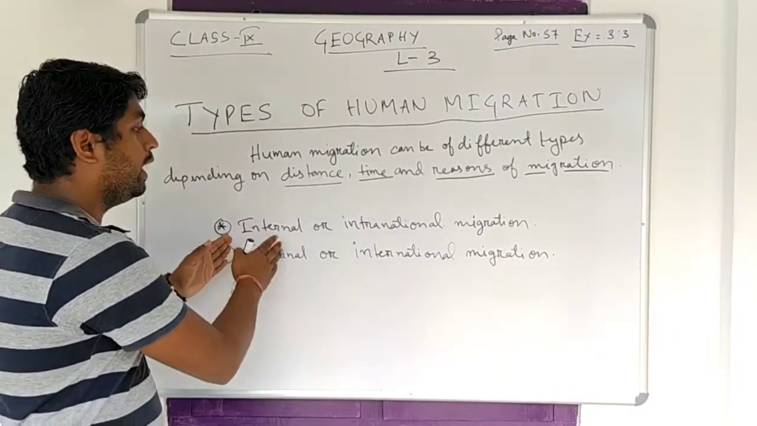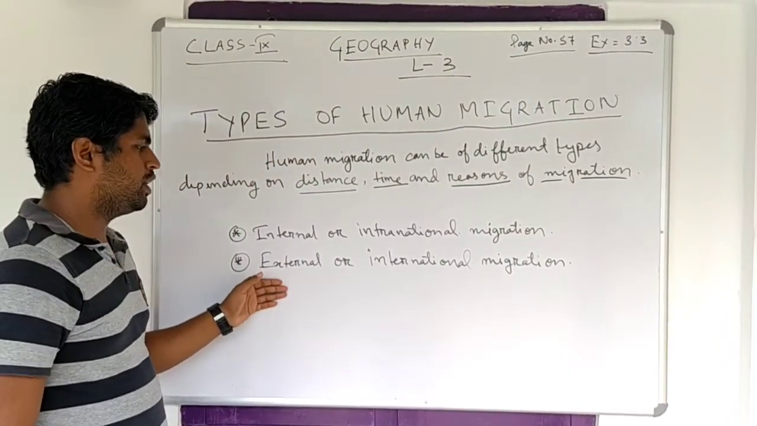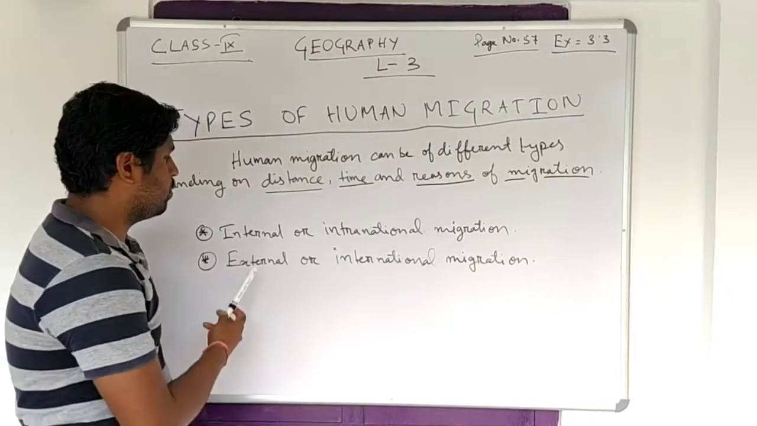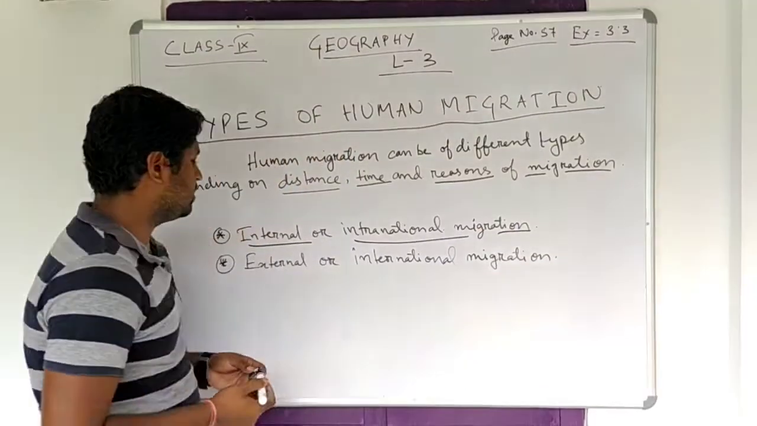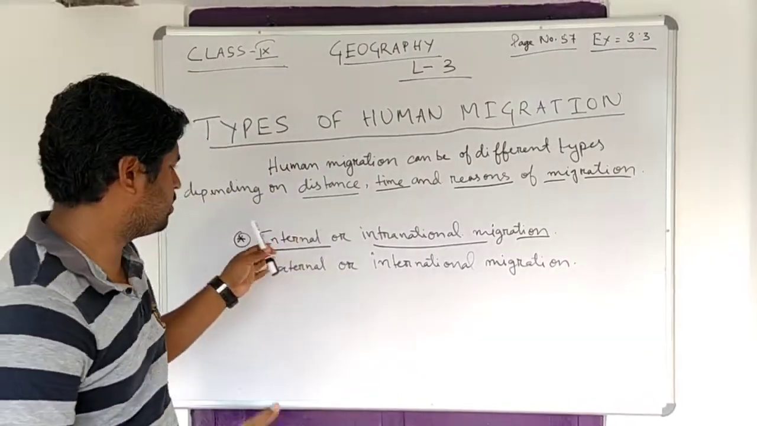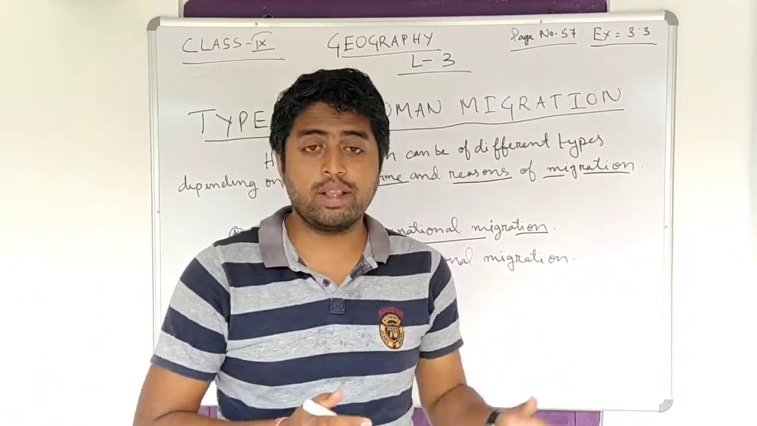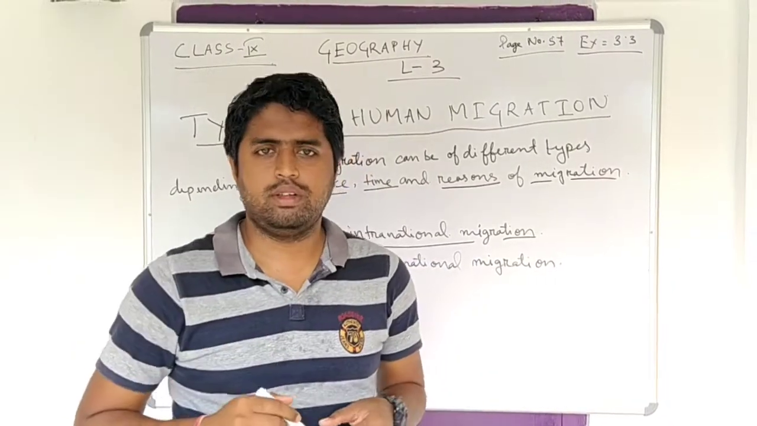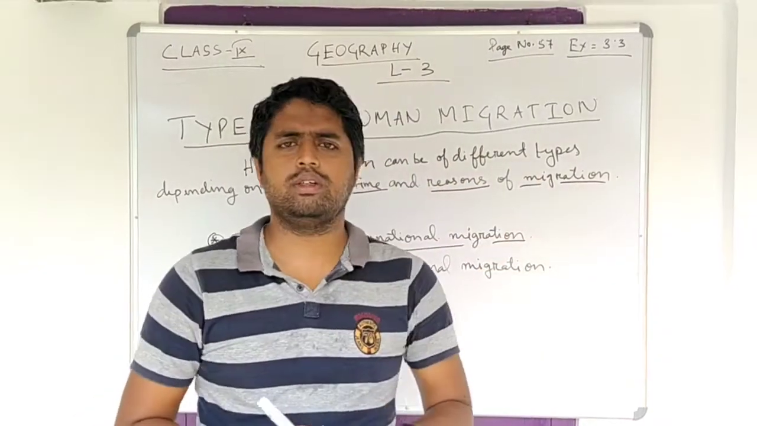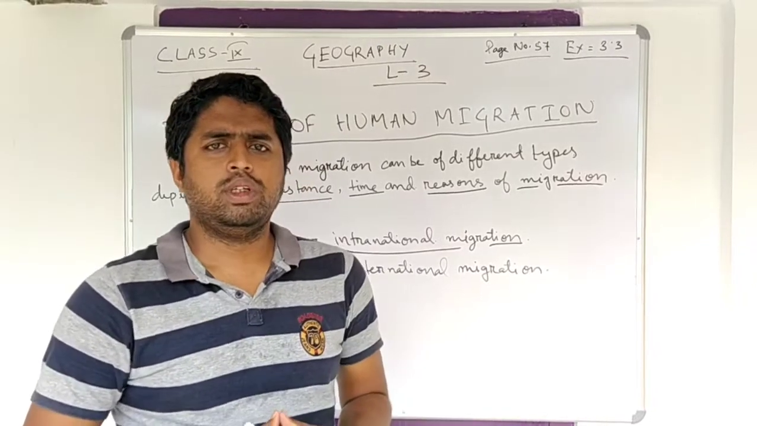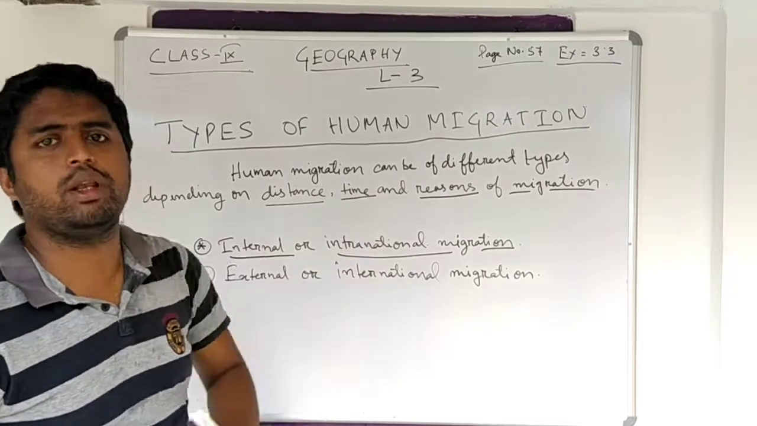Next, we shall discuss internal or intranational migration, and secondly, external or international migration. What is internal or intranational migration? As the word suggests, internal means moving from one place to another within our country's boundary. Suppose you move from Mumbai to Delhi, Assam to Pondicherry, Chennai to Bengaluru. This kind of migration will be termed internal or intranational migration.